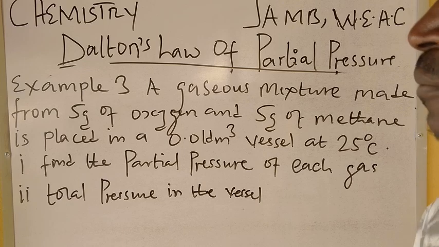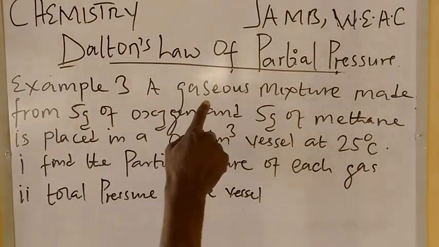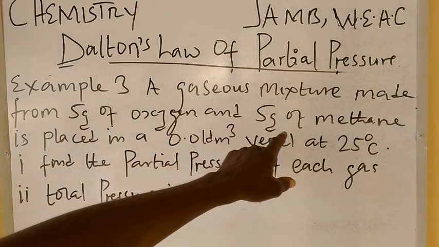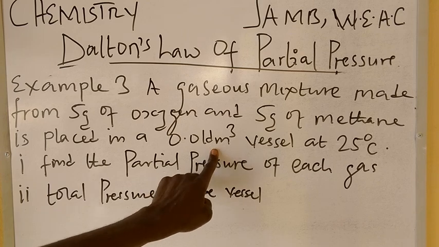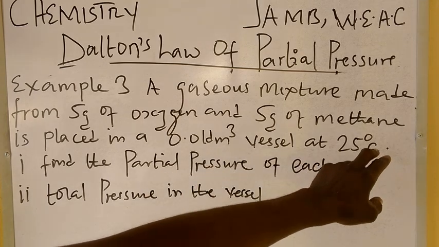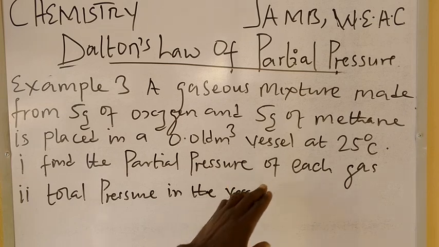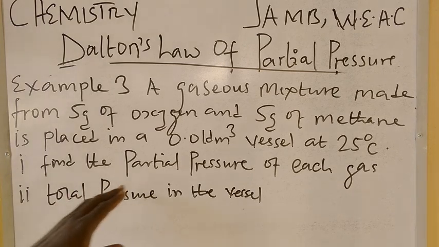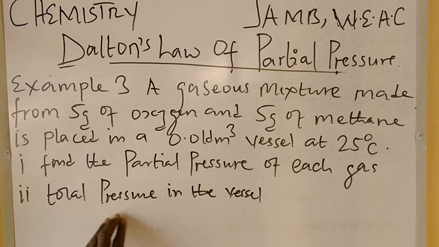So can we go through this question? Look at it. Example 3 says that a gaseous mixture made from 5 grams of oxygen and 5 grams of methane is placed in a 0.01 dm³ vessel at 25 degrees Celsius. Question number 1 says that we should find the partial pressure of each gas. Then number 2 is saying that we should look for the total pressure in the vessel.